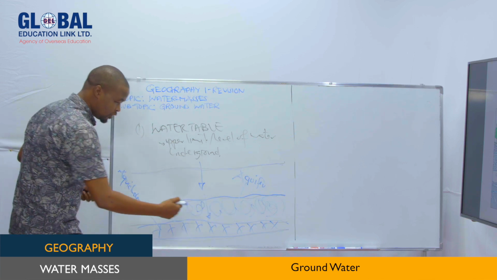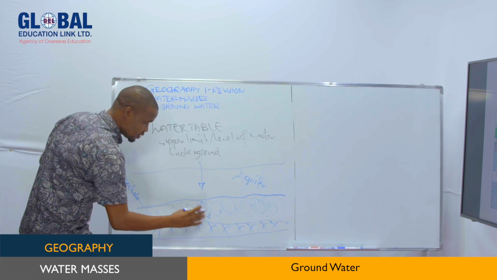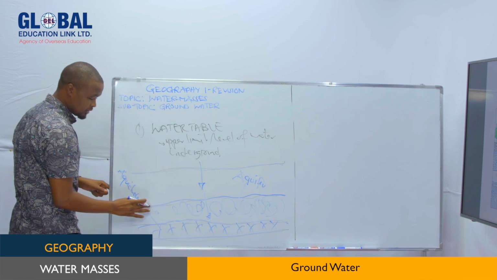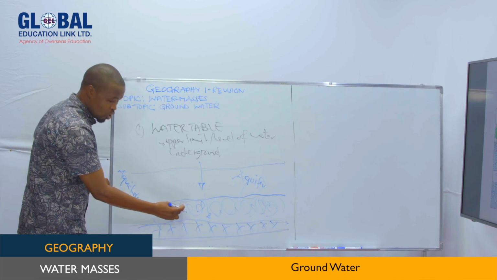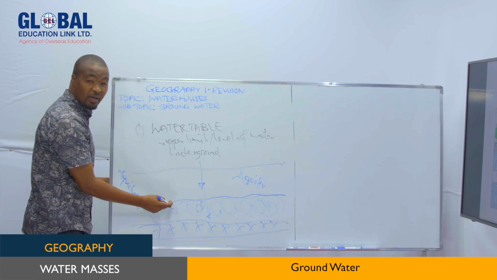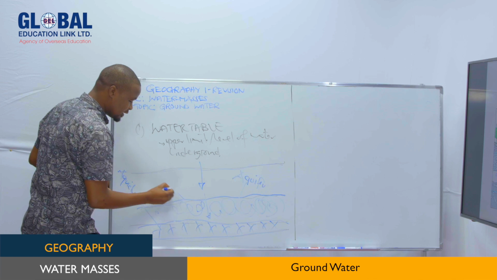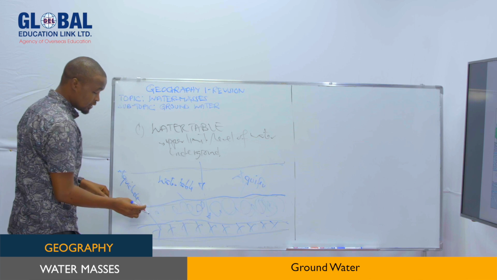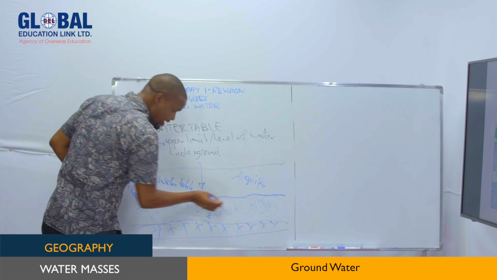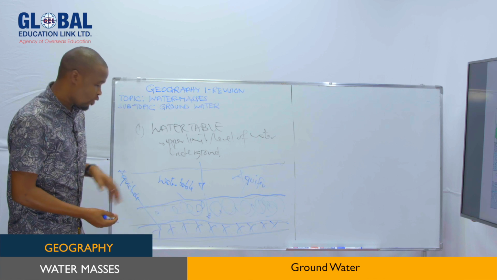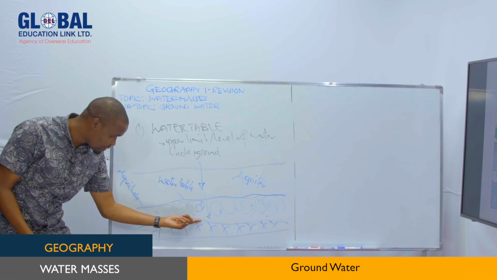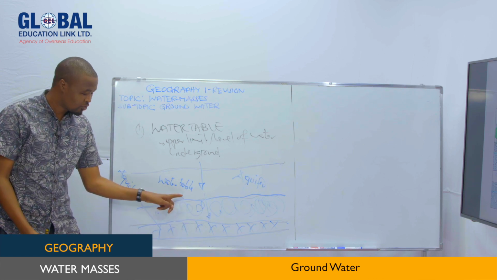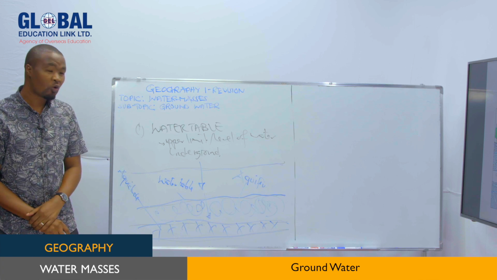So let's say water has been contained in these rocks, the aquifer. This point here, the upper level of water underground, is what we call the water table. That's why we say water table refers to the upper level or upper limit of water underground. Water has been increasing from the bottom limit to this upper level right here. Are we together? So the upper level of water underground is called the water table.